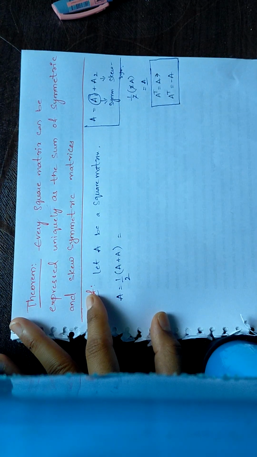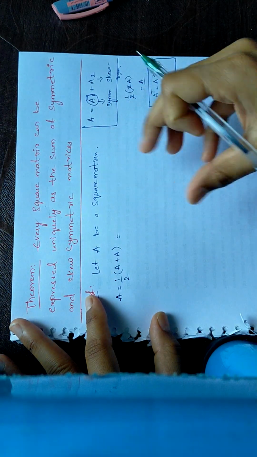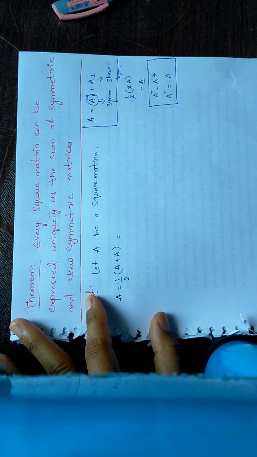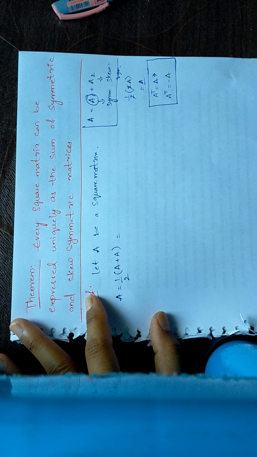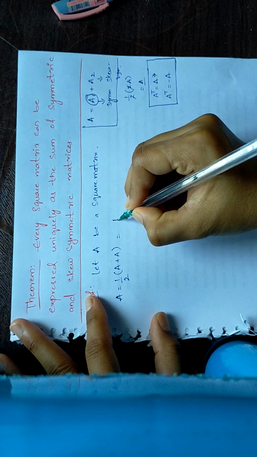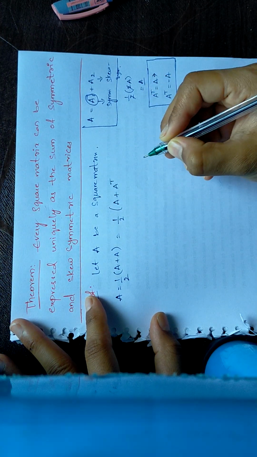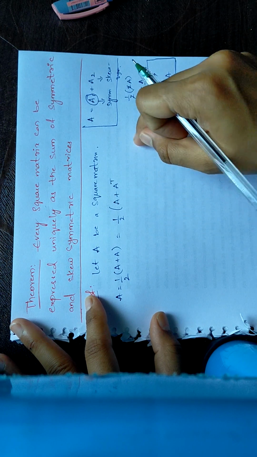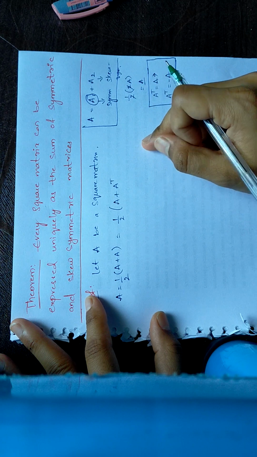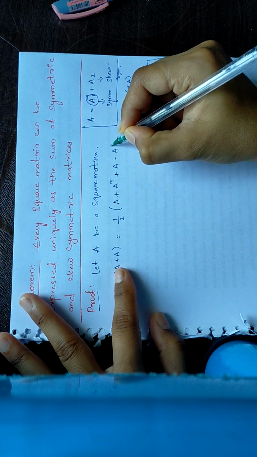See, this is how you prove theorems. You'll have only the statement. You have to make all the assumptions, take all the values, and then you have to subtract. Whatever you do, the value should not be changed. Now I'll take half of A plus A transpose, since I added A transpose, I have to subtract it, right? Only then the value will not be changed. So we have one more A and then minus A transpose.